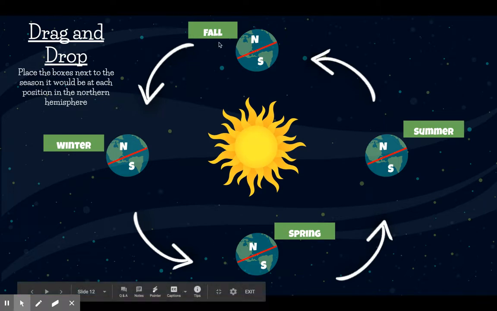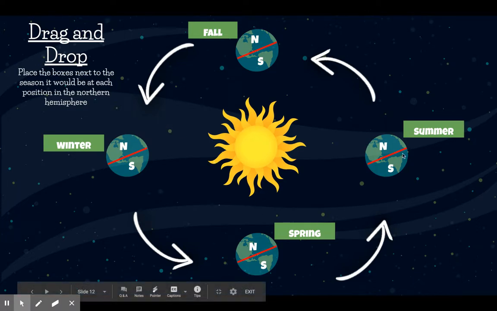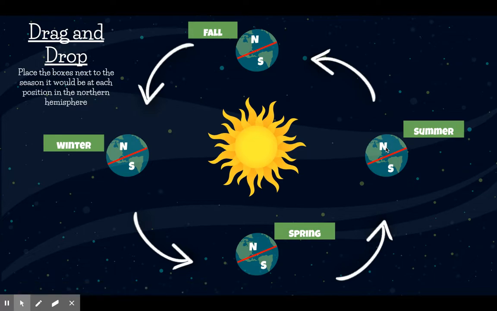Here we have fall and winter, these top two portions of the diagram, where the northern hemisphere is tilted away from the sun, and then spring and summer, you can see the northern hemisphere is tilted towards the sun.